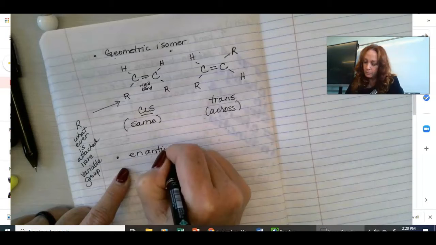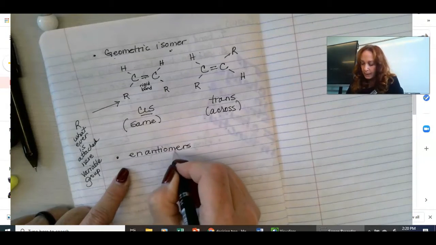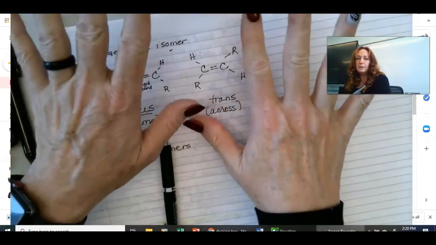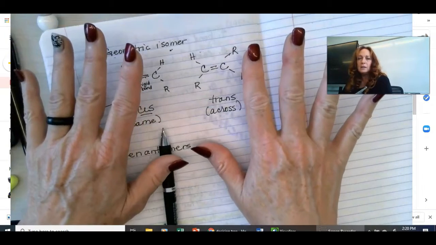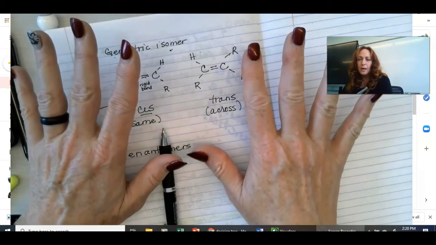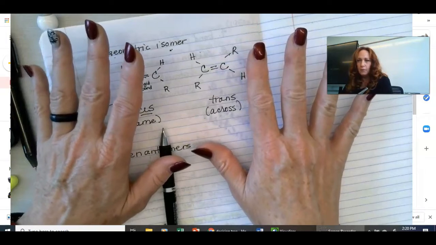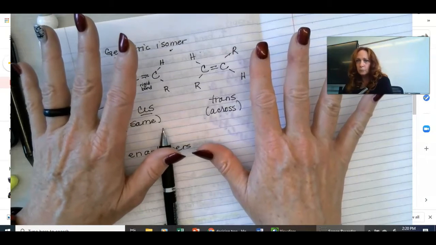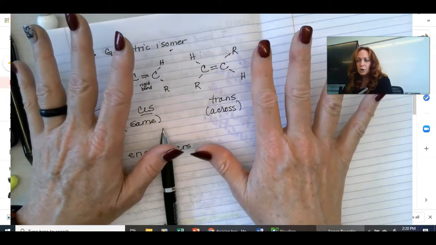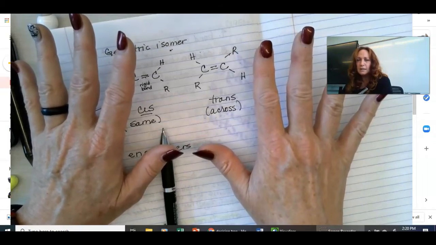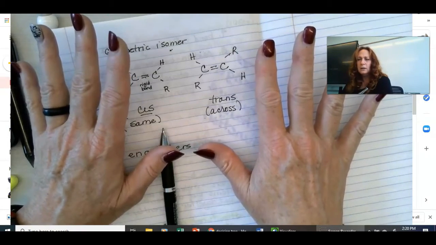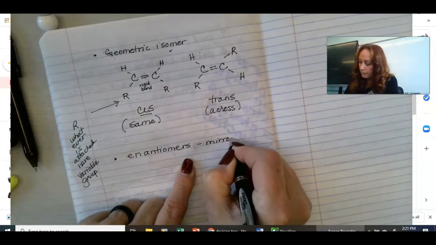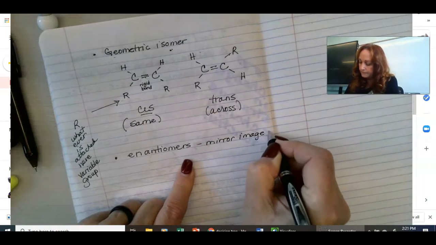So enantiomers, I always think of gloves. They're like your hands. Your hands are mirror images of each other. Do you have 4 fingers and a thumb? Yes. On both hands? Yes. So if I give you a glove, can you wear it on either hand? No. Why? Because the position of my thumb relative to my fingers is different. Oh, really? Yes. So these are mirror images of each other.